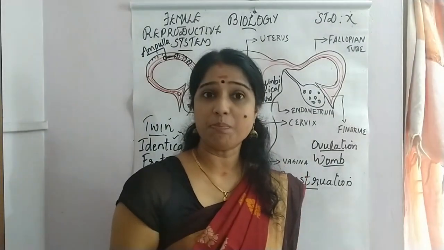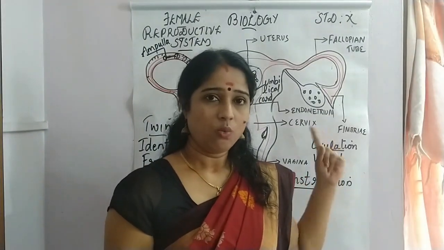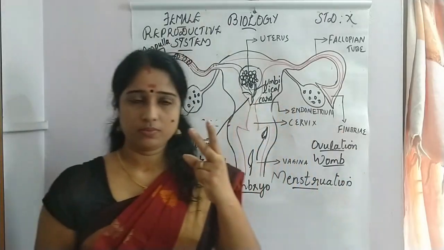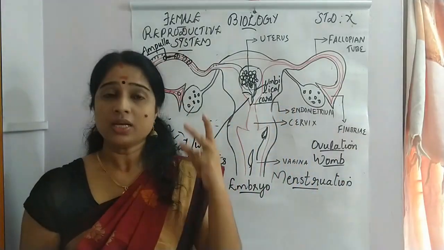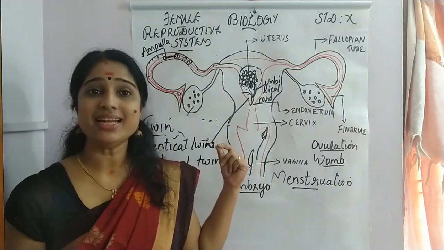The twins are both boys or both girls. One boy and one girl never happens in identical cases. Here there is only one egg and one sperm. One egg and one sperm only. In such conditions, you will get only identical twins.